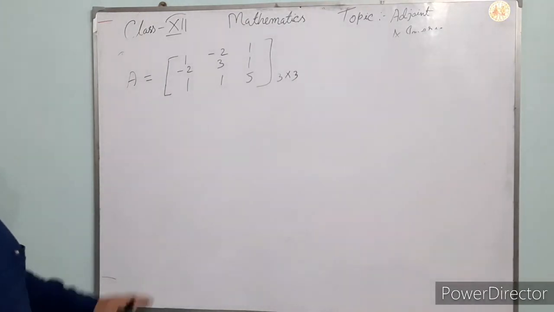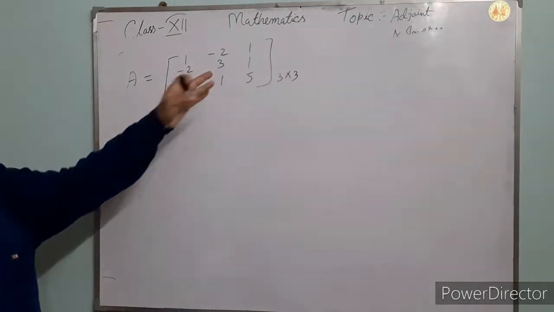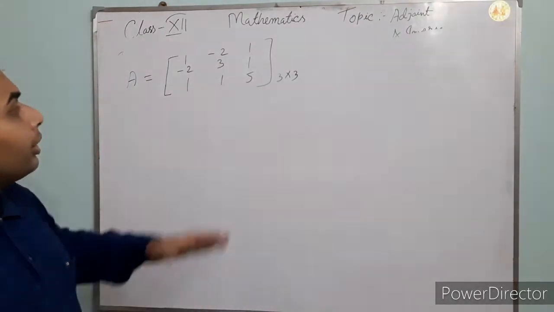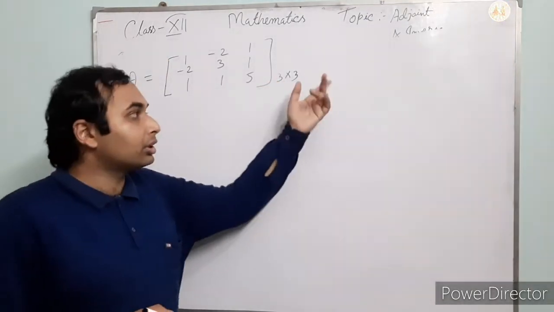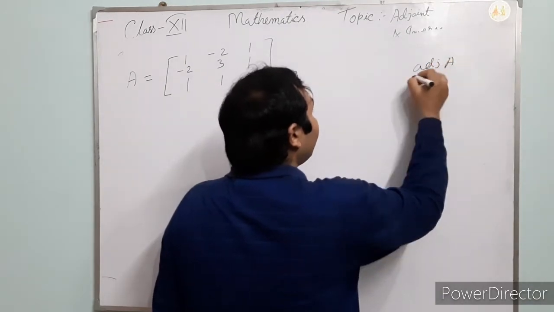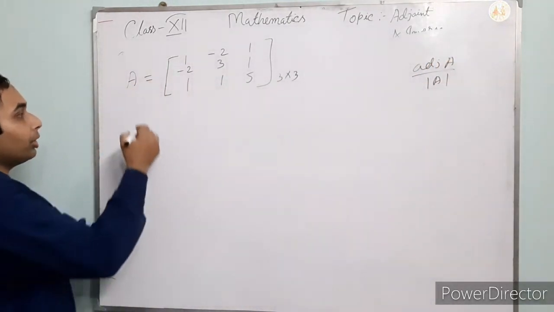First of all, if it is asked to check whether the matrix is invertible or not, then you have to check it by the determinant. Obviously you have to find the determinant anyway because I have told you the rule, adjoint A by det A. So first of all let us find the determinant here.